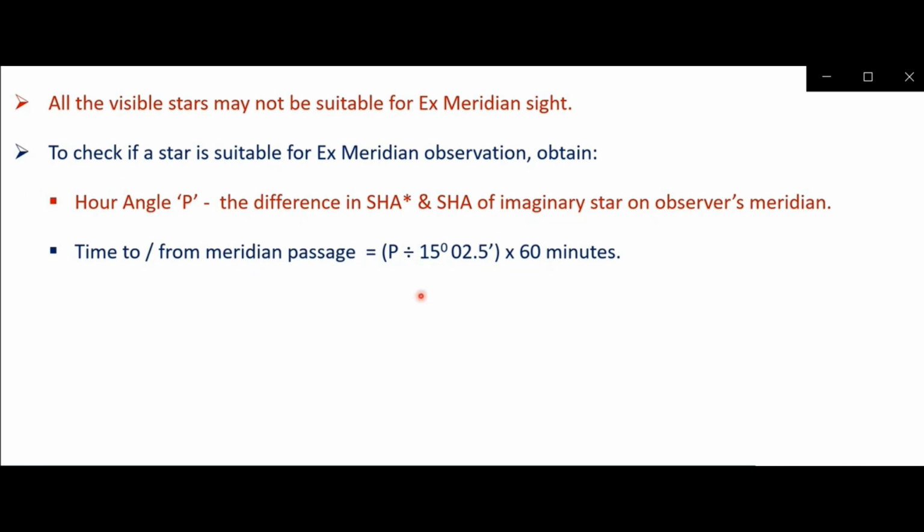And how do we get this time? We get this time by dividing this R angle P by 15 degrees 02.5 minutes. This will come in hours. We multiply by 60 to get this time in minutes. What is this 15 degrees 02.5 minutes? It's the rate of change of R angle for stars and planets.